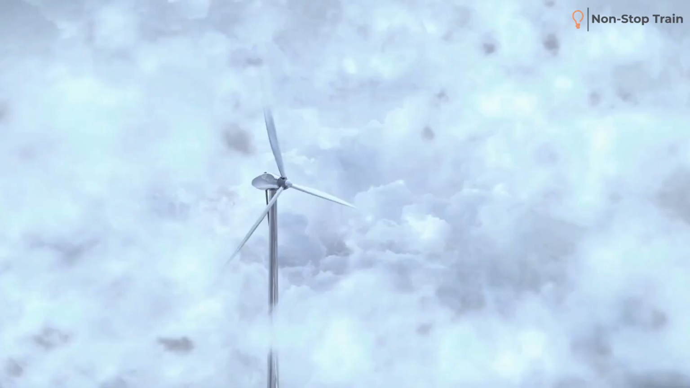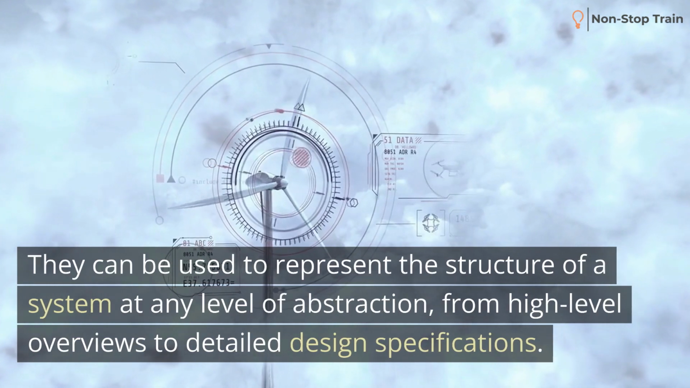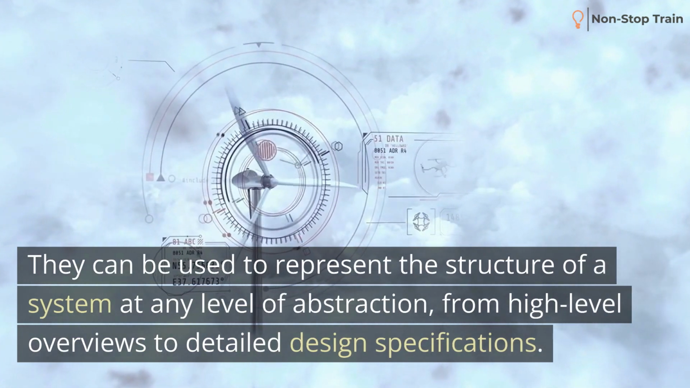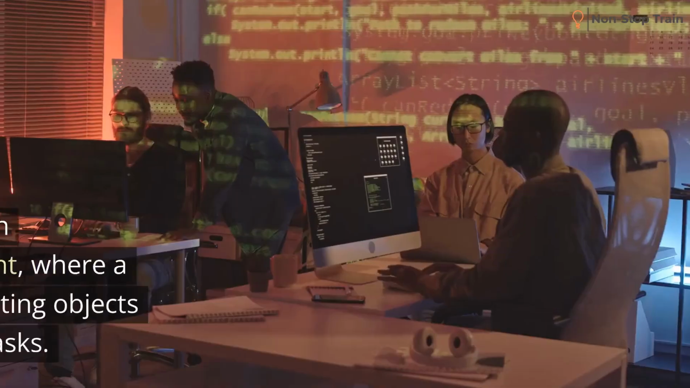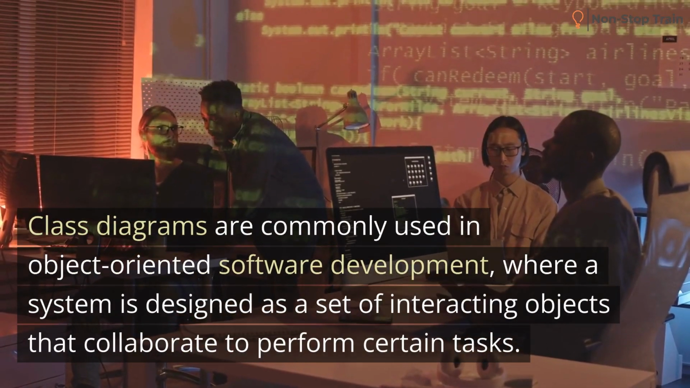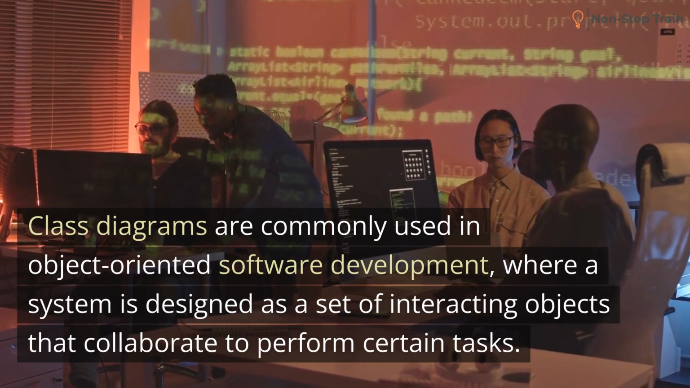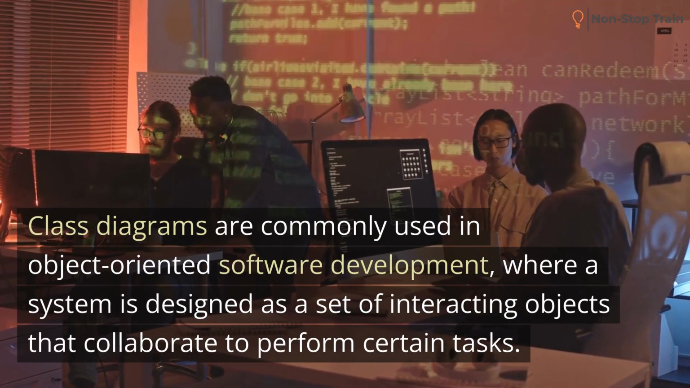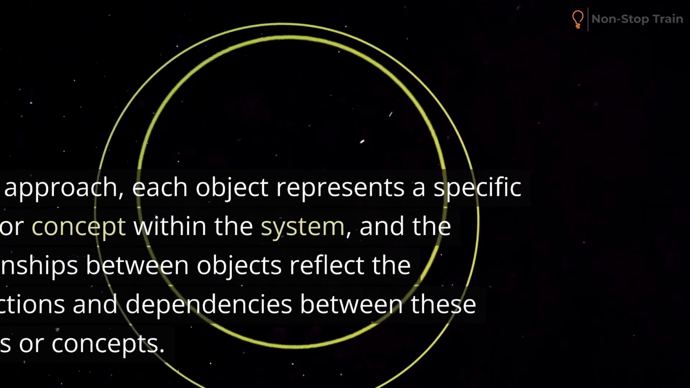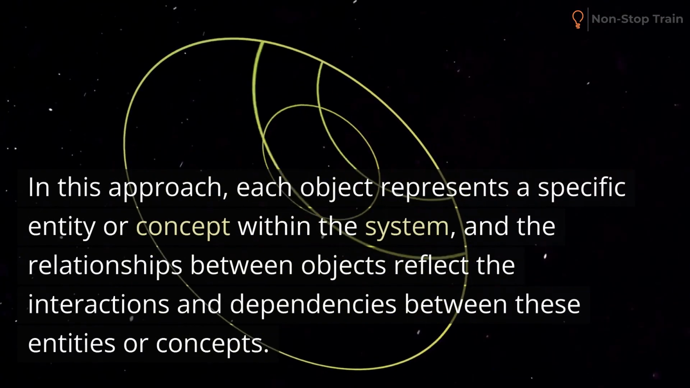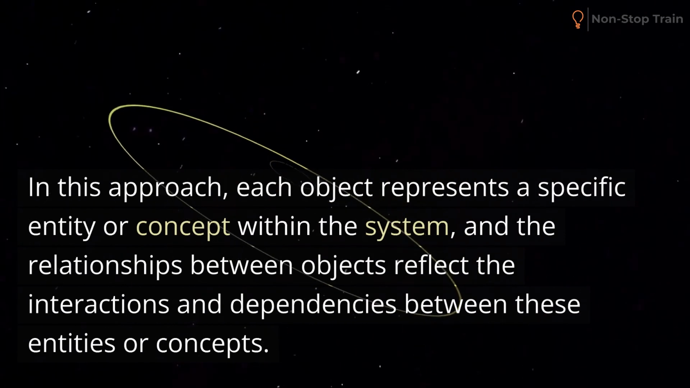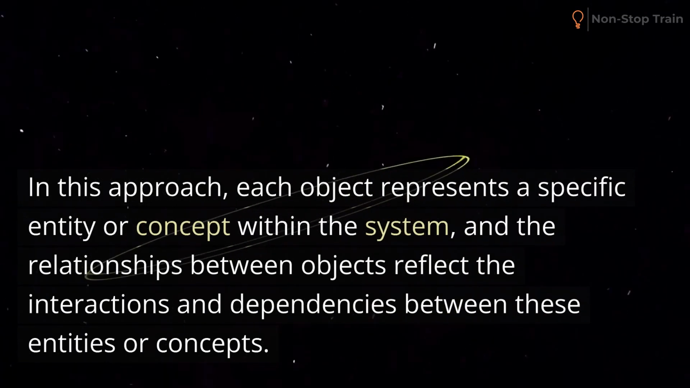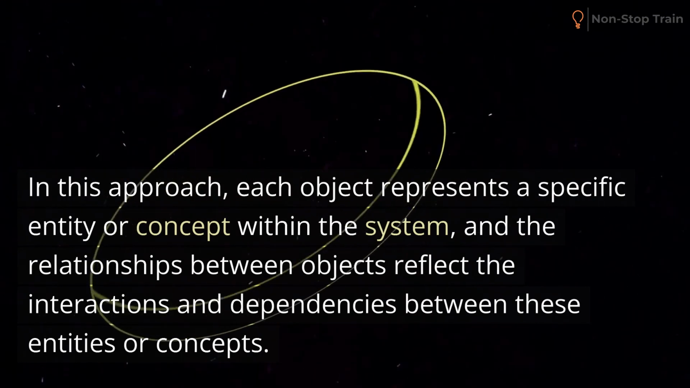within the system. They can be used to represent the structure of a system at any level of abstraction, from high-level overviews to detailed design specifications. Class diagrams are commonly used in object-oriented software development, where a system is designed as a set of interacting objects that collaborate to perform certain tasks. In this approach, each object represents a specific entity or concept within the system, and the relationships between objects reflect the interactions and dependencies between these entities or concepts.